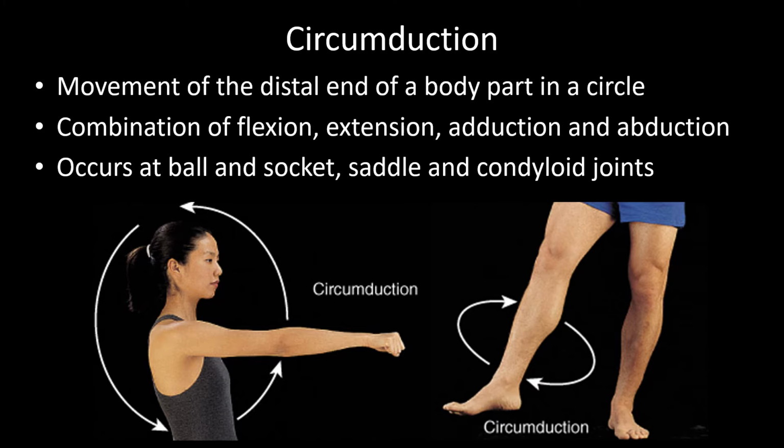So remember that saddle and condyloid joints allow free motion in two planes, but they don't allow rotation. But of course, as you're doing that, your thumb isn't rotating. Even when you're drawing a circle with your arm, the humerus and the other bones of the arm are not twisting. They're not actually rotating.